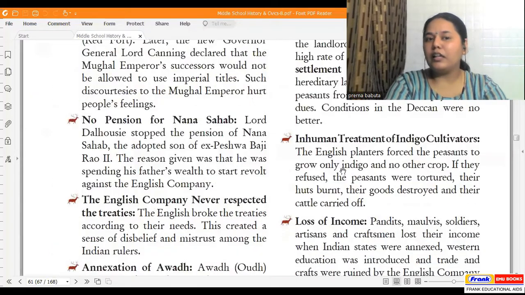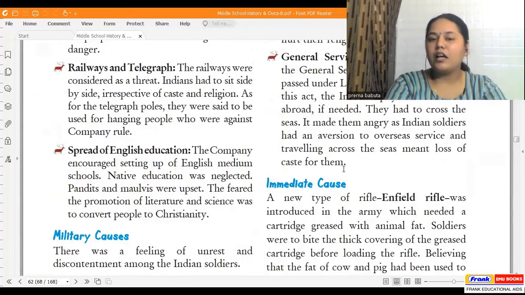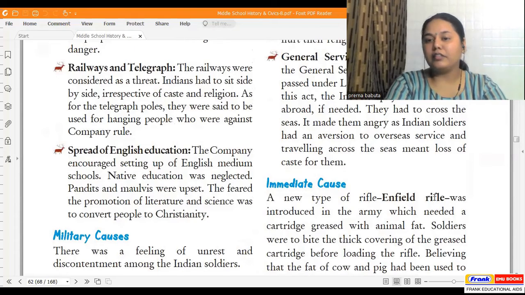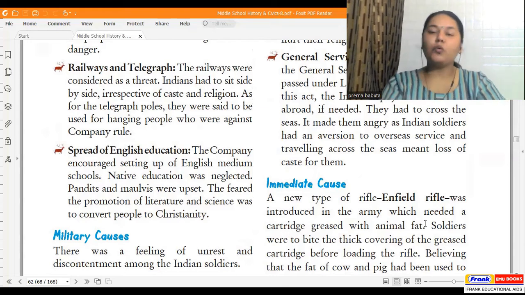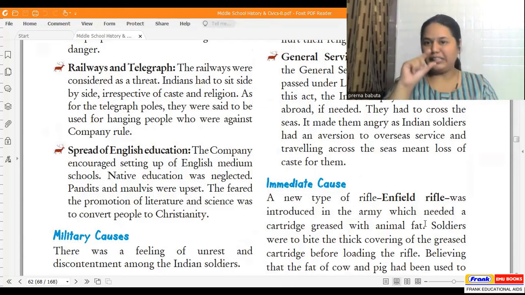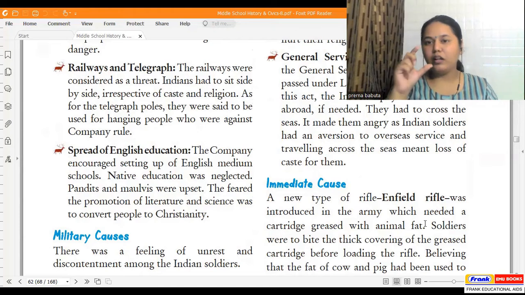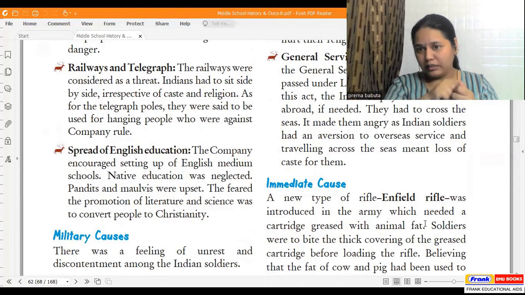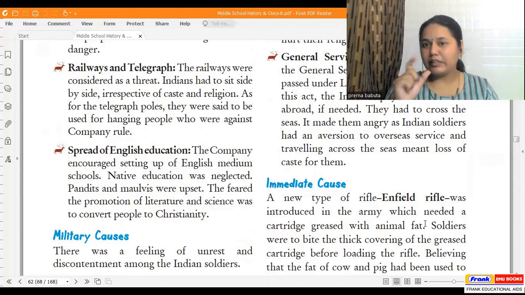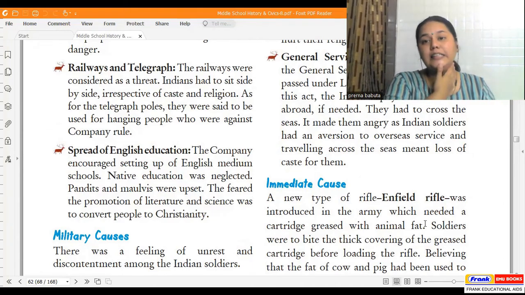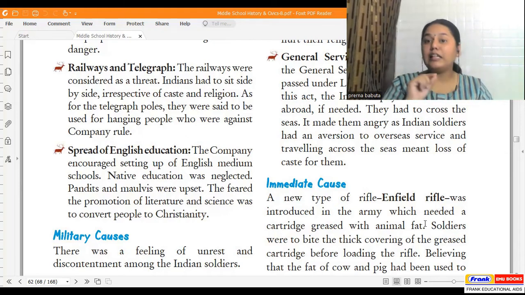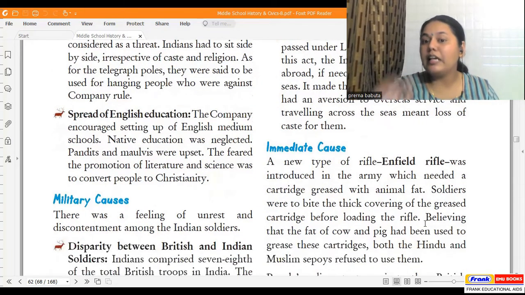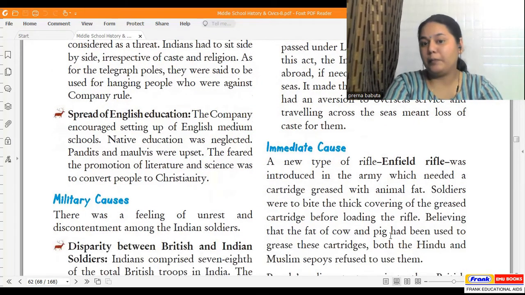So, talking about the immediate cause. A new type of rifle was introduced in the army, which needed a cartridge greased with animal fat. So, when you have to load a gun, there's a rifle. You have to fill the rifles with them. Correct. So there was a rumor that these things which have to be placed inside the rifle are basically greased with the fat of cow and pig.